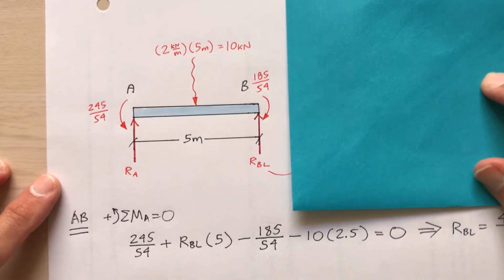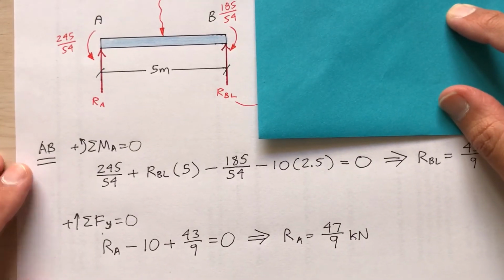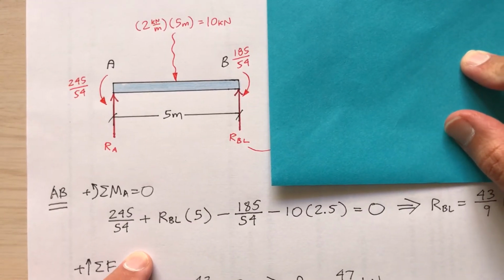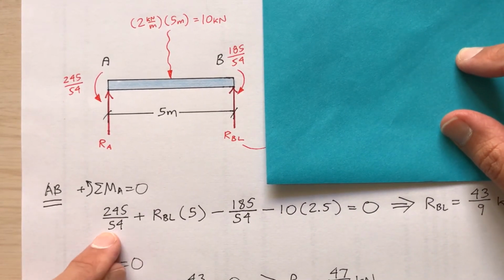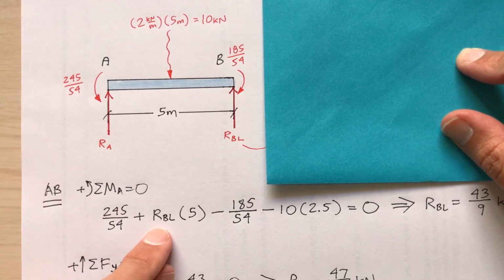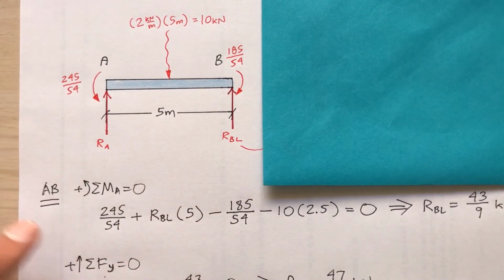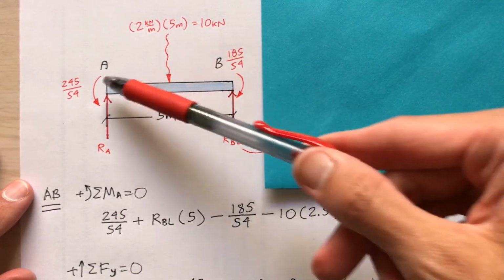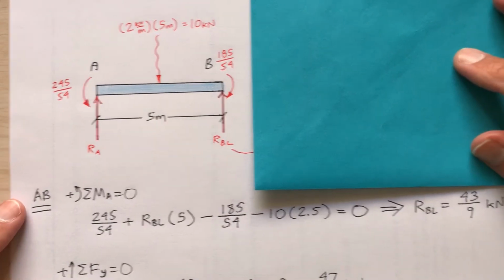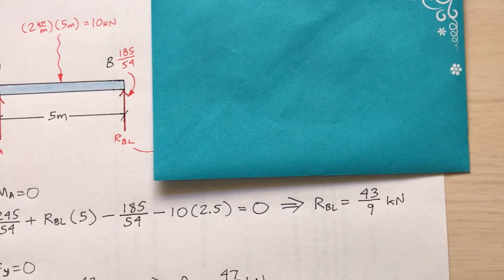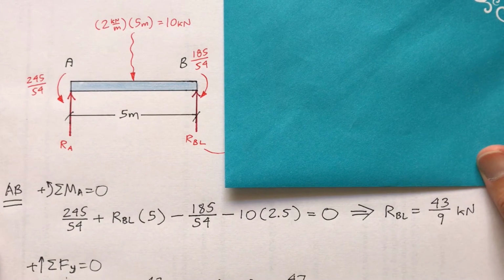Find the sum of the moments about point A for this beam segment. I think you can see it all here. 245 over 54, that's the moment at A, plus R sub BL times moment arm 5, that's this, minus 185 over 54, that's the moment you see at B, minus 10 times 2.5, so that's the resultant of the distributed load times the 2.5 meter moment arm, set that equal to 0. And you'll find that R sub BL is 43/9 kilonewtons, that's about 4.8 kilonewtons. I know you might be more comfortable with decimals, but I'm keeping everything really exact until the end. So R sub BL, 43/9.